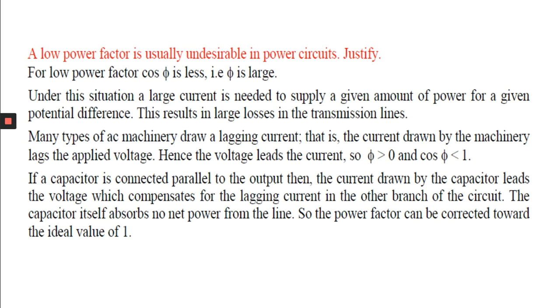Many types of AC machinery draw a lagging current. That is, the current drawn by the machinery lags the applied voltage. Hence the voltage leads the current, so phi is greater than 0 and cos phi is less than 1. If a capacitor is connected in parallel to the output, then the current drawn by the capacitor leads the voltage, which compensates for the lagging current in the other branch of the circuit. The capacitor itself absorbs no net power from the line, as you know, so the power factor can be corrected towards the ideal value of 1.